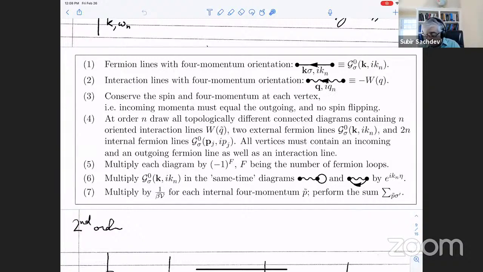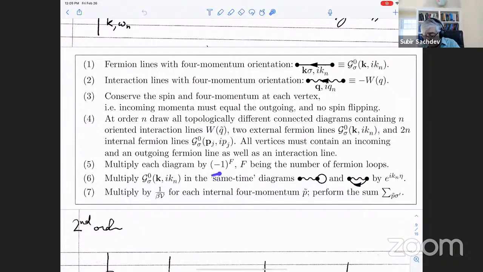And then the rules: you have to conserve spin and momentum at each vertex, just like Kirchhoff's laws. Then you draw all topologically distinct diagrams with two external fermion lines and as many interaction lines as you want, and internal fermion lines, and all the internal momenta and frequencies have to be summed or integrated over. And once you keep them topologically different, that's it. You don't have to keep track of any other numerical factors, all the 1 over n factorials and 1/2 to the power n. Those just cancel out against the multiplicity of the relabelings.